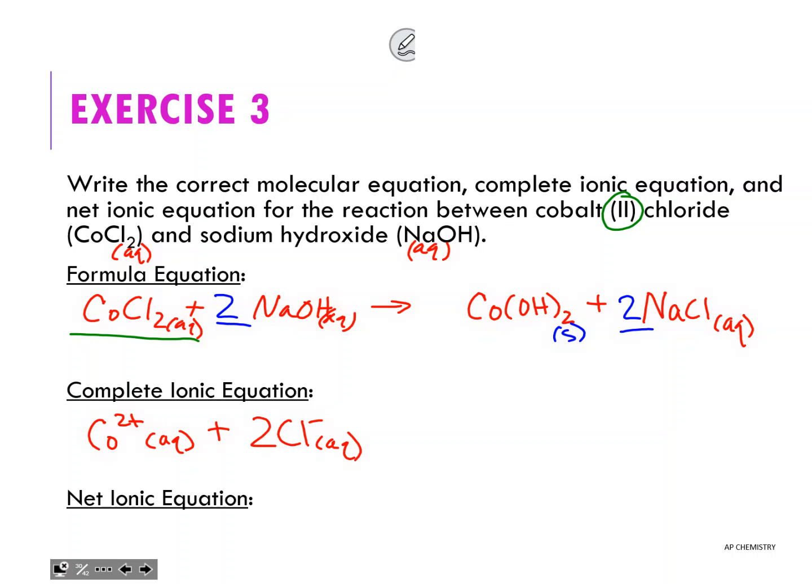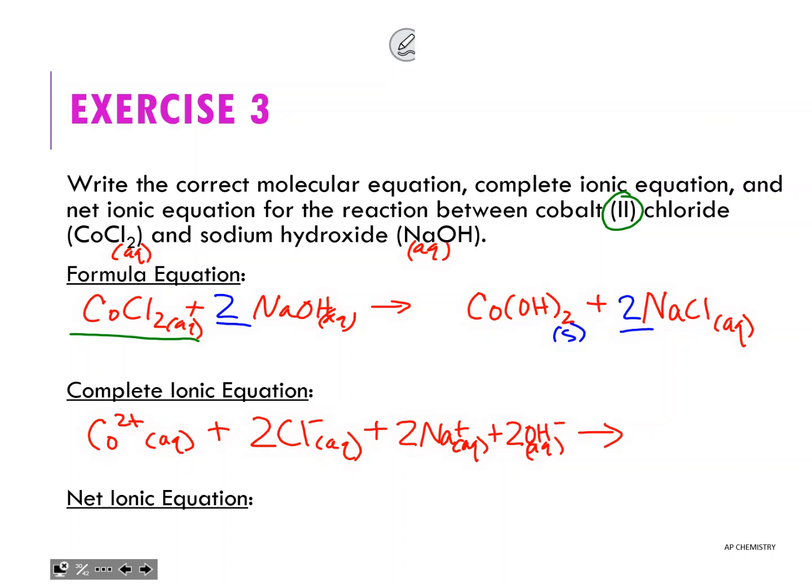So that's that part. Now we got to break up the other one. And for balancing purposes, how many sodiums and hydroxides do we need to make this work? 2. We need 2, so we still have to represent that in there as well. So 2 sodiums and 2 hydroxides. Okay, so those are the reactants.